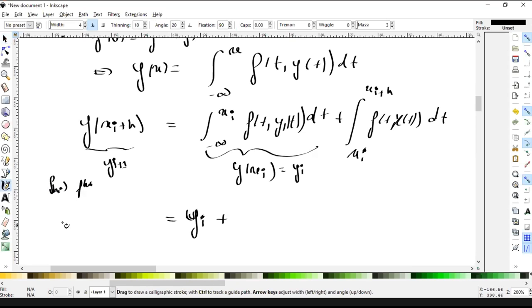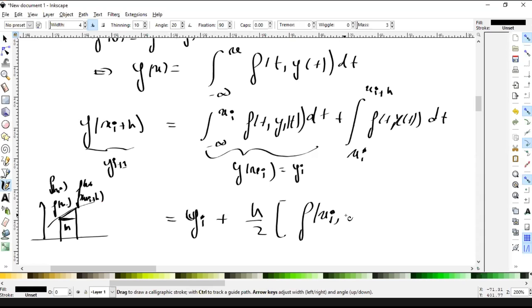So f of xi, the first base, f of xi plus h, the second base, times the height, which is xi plus h minus xi, which is h, over 2.